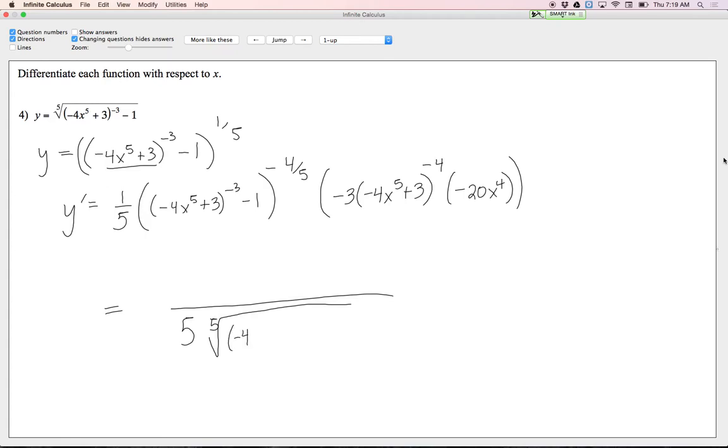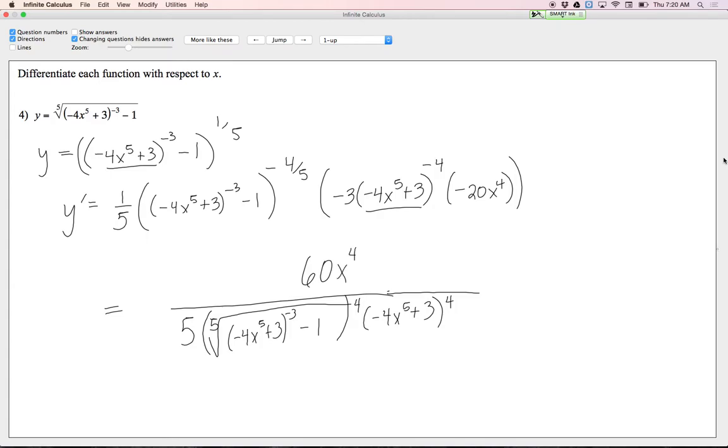So you got negative 4x to the 5th plus 3 to the negative 3 minus 1, and all of that to the what? 4th power. Or you can just add it to the 4/5 power, that's fine too. This also goes to the bottom, doesn't it? Is that correct? The negative 4x to the 5th plus 3 to the 4th power. So what's the only thing left on top? Positive 60x to the 4th. And I don't know how they wrote their answer, but that's what I'm going to say is good enough.